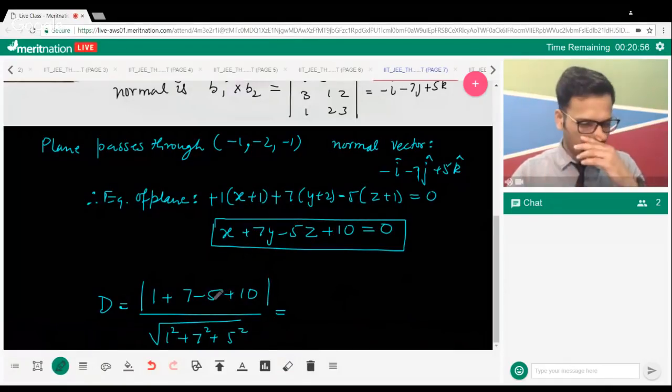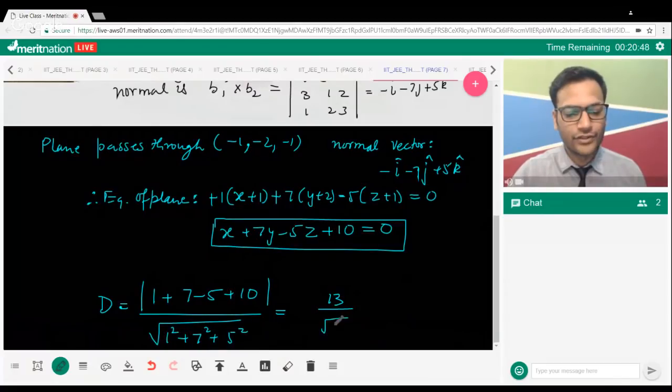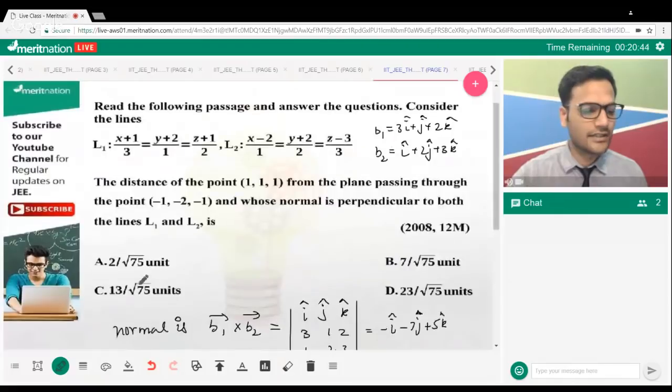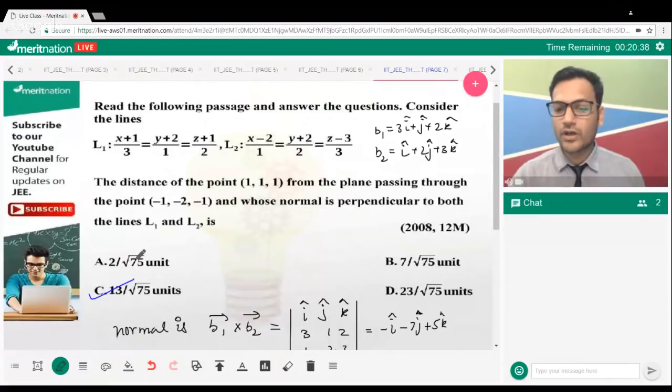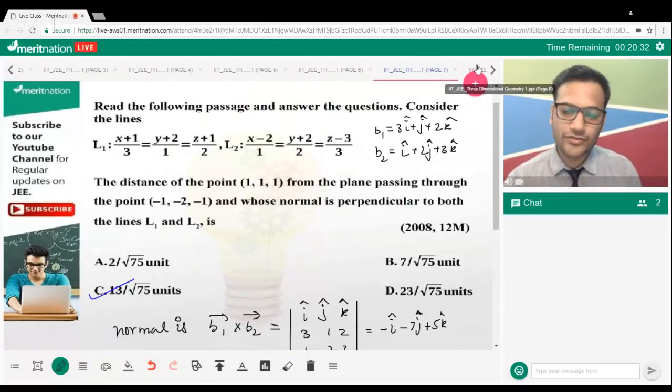So this turns out to be what? 13 upon this is what? 49, 50, 25, square root of 75. 13 upon square root of 75 is the distance. 13 upon root 75, C is the answer to the question. Hopefully, everyone is clear with how to do this question. This was the JEE Advanced question, you may say, because it was a paragraph-based question.